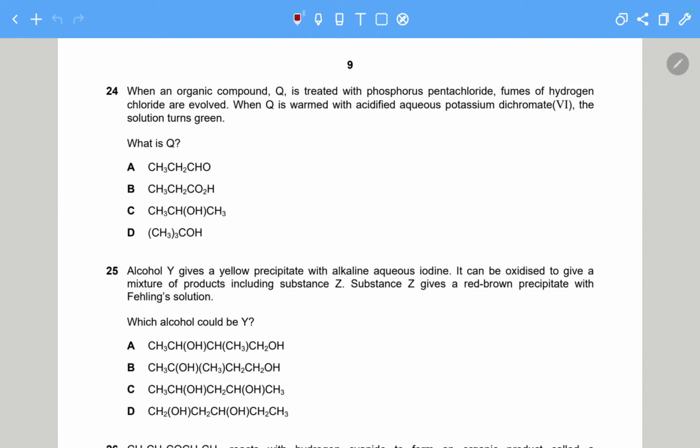Option A, CH3CH2CHO. So now this will get oxidized by potassium dichromate, but it will not react with PCl5, so this will not be the correct answer. CH3CH2COOH. Now this will react with phosphorus pentachloride to give CH3CH2COCl. This is an alkanoyl compound.